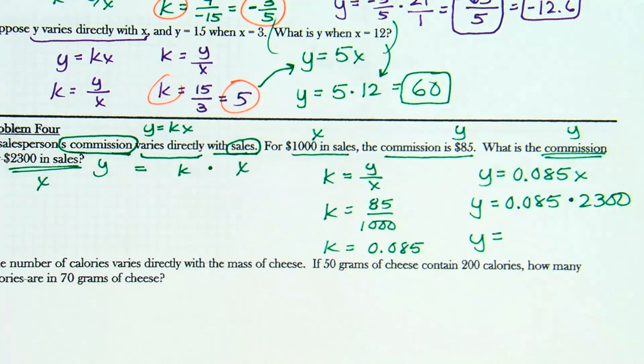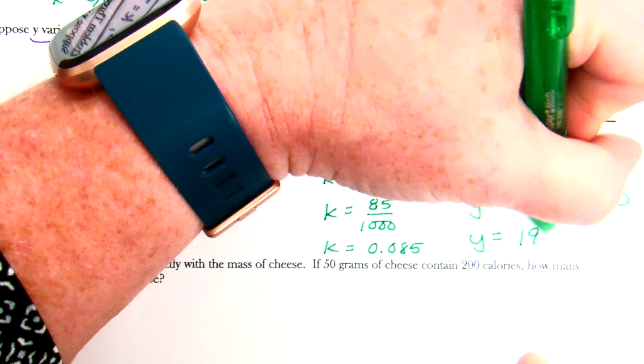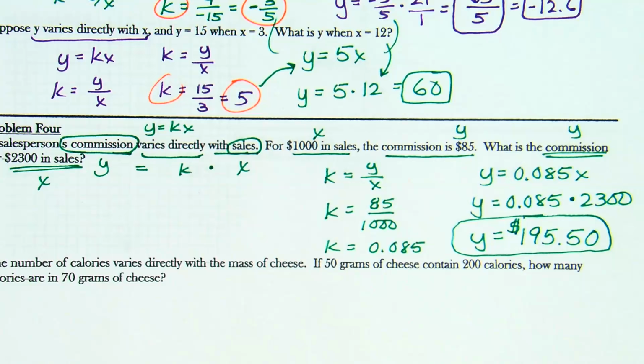What'd you guys get? 195.5. How do we express that appropriately for this problem? Dollar sign. Okay. $195. And then because it is dollars, I am going to tack on the extra zero to say $195.50. Okay. Did we follow that okay?